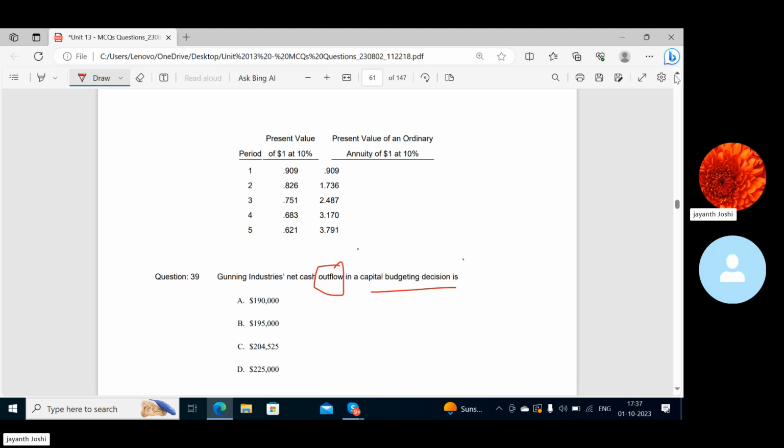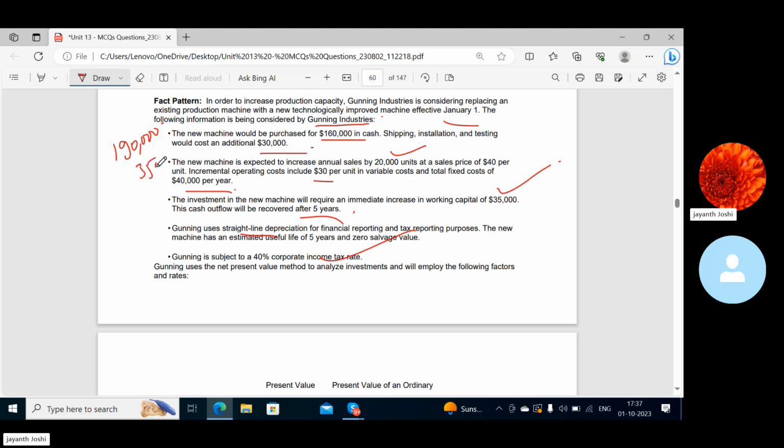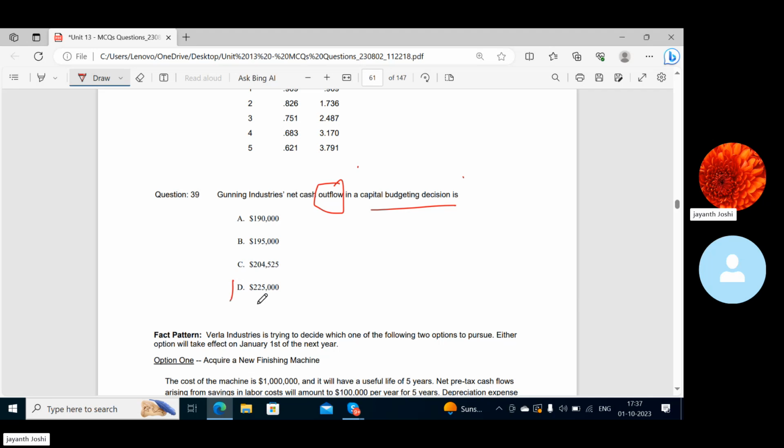So can I say this plus the working capital that they are investing? Can I write this? Working capital is also initially invested, right? Yeah. That makes it how much? 225,000, right? So the answer would be 225,000.